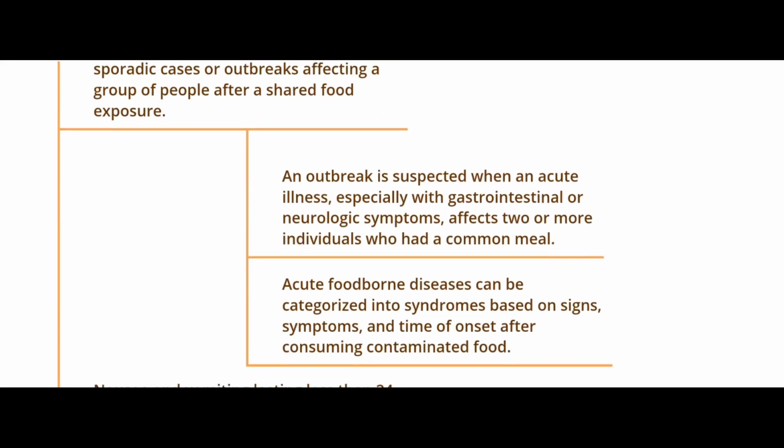How do you suspect an outbreak? Is when acute illness, especially with gastrointestinal or neurological symptoms, affect two or more individuals who had a common meal. Acute foodborne disease can be categorized into syndromes based on signs, symptoms, and time of onset after consuming contaminated food.